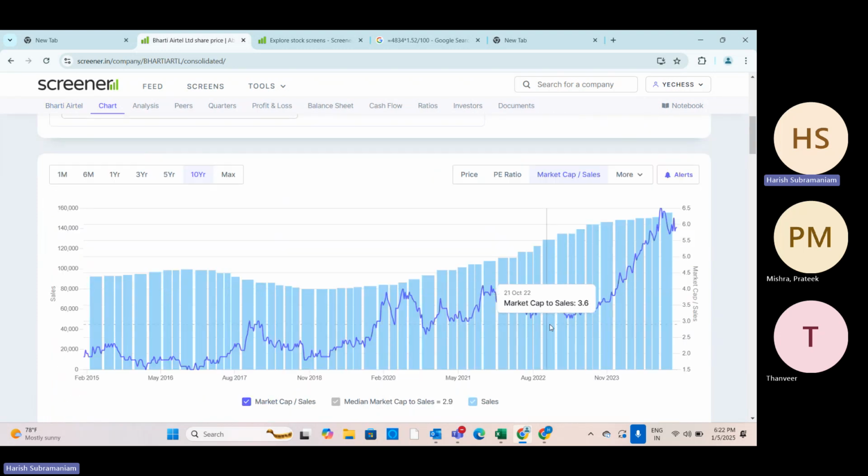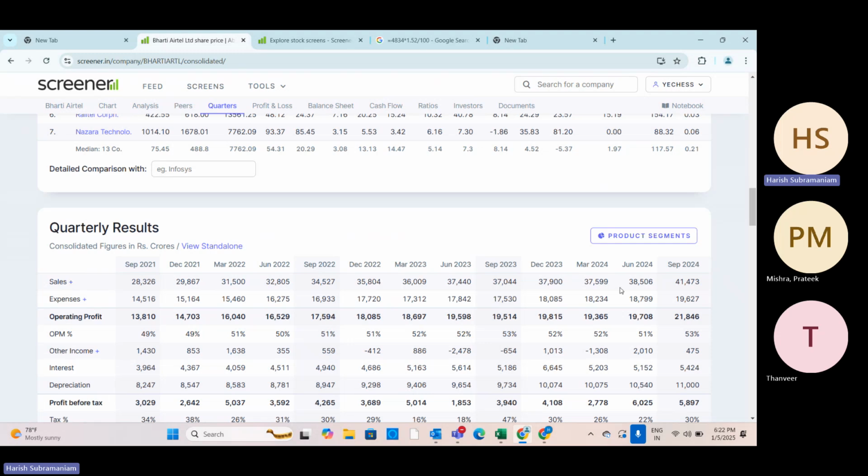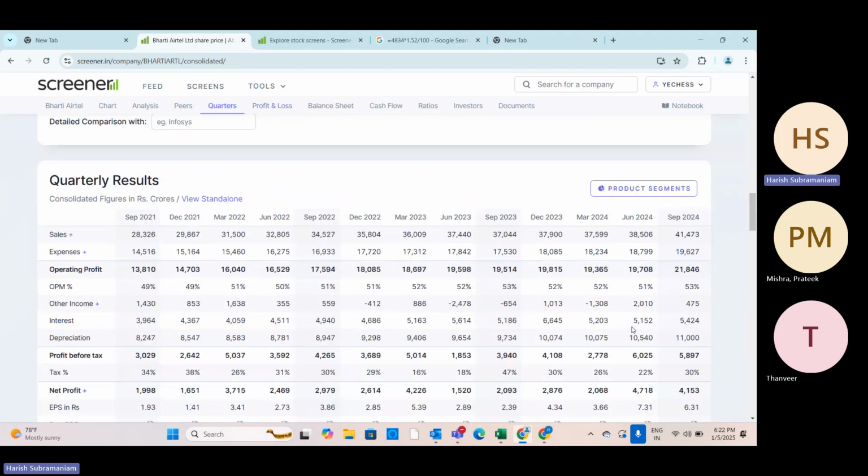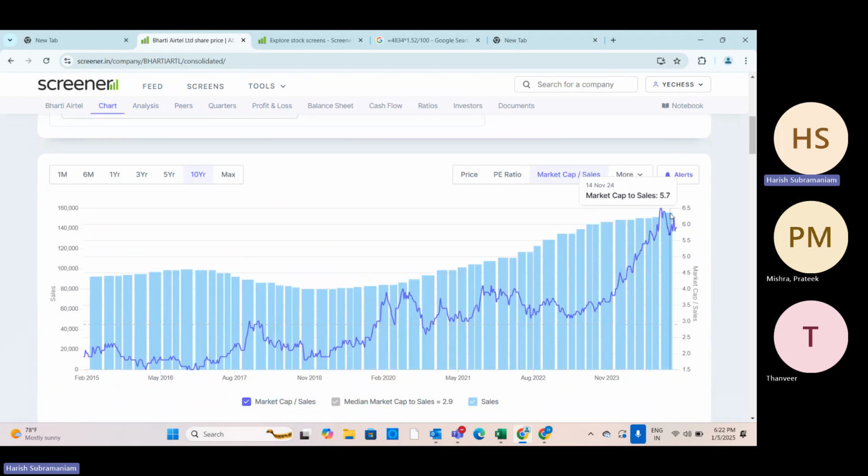So this is telling us whether this increase in share price that we are seeing is because the sales are increasing a lot, or is it because of some other reason? As you can see here, the market cap to sale has actually gone up. So this is again one more indicator of valuation.